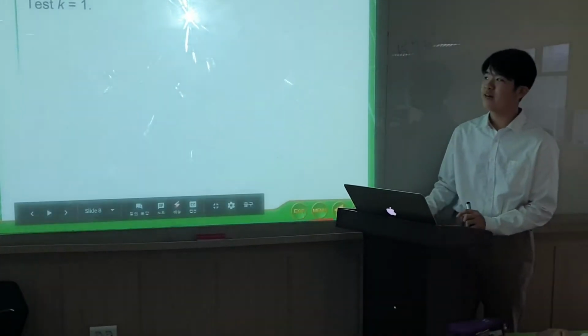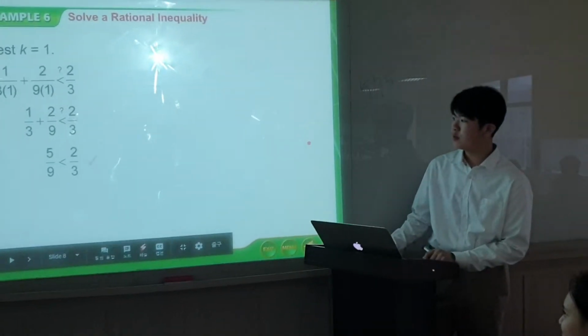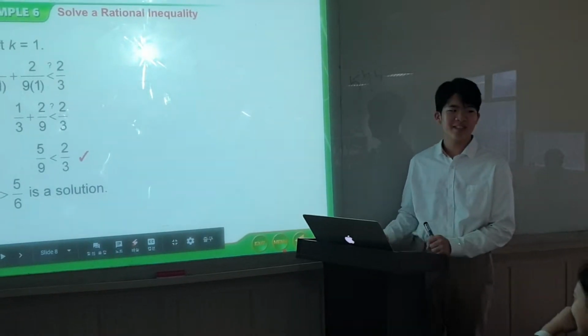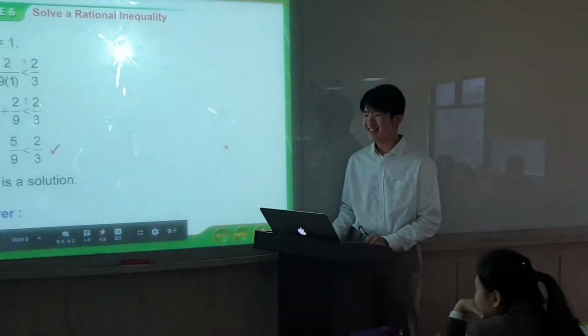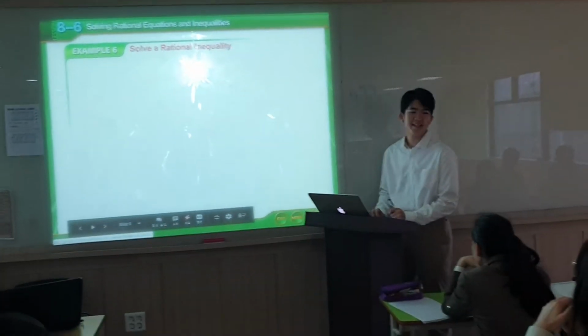The final value we're going to put in is k equals 1. Same thing, and we could figure out that k is bigger than 5/6 is a solution. Easy, guys. Okay, that's it.